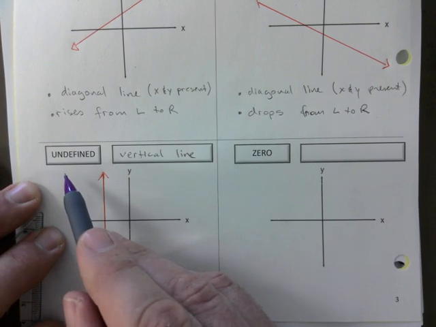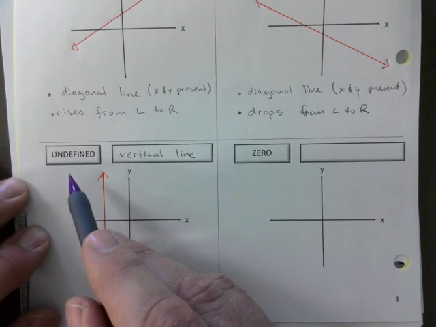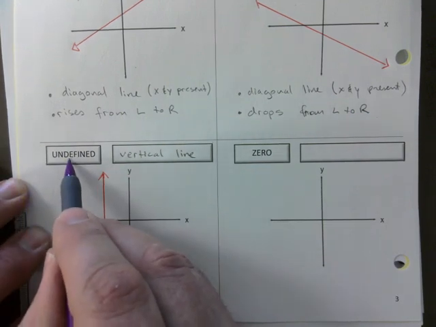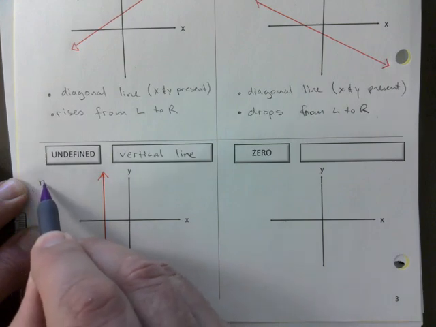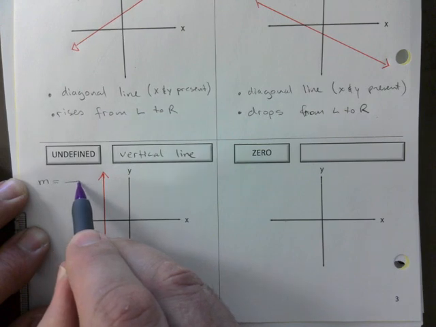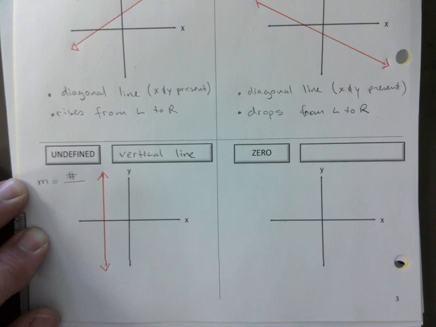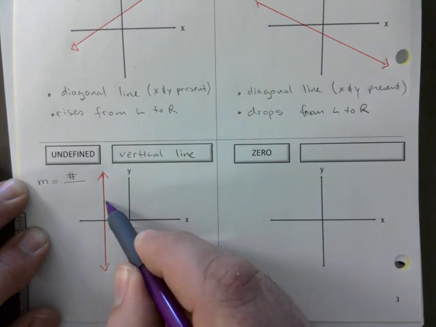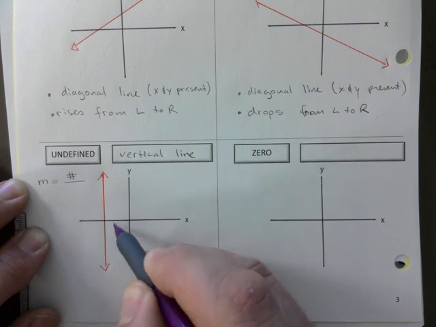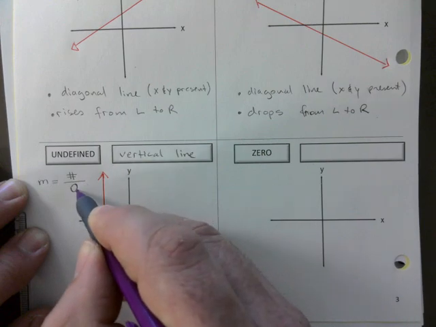Slope is undefined, not zero. Sometimes students mix up undefined with zero. It's very different. Why is the slope undefined? This is why. If you were to calculate the slope, you would get a rise. There would be a number there. But is there any horizontal change from one point to the other? Nope, there's no horizontal. So this turns out to be zero. And that's why it's undefined.